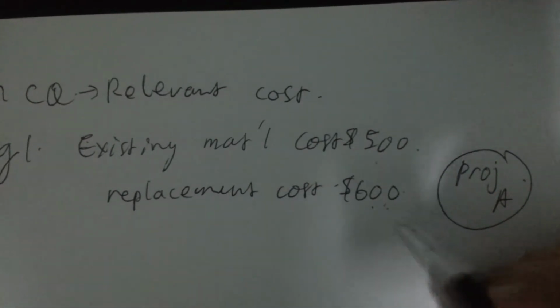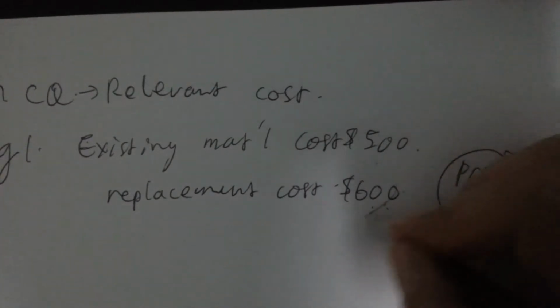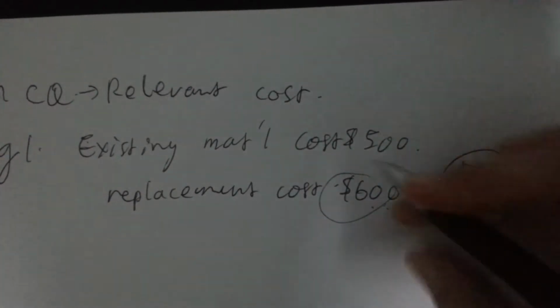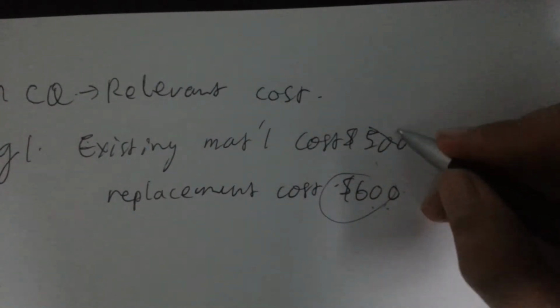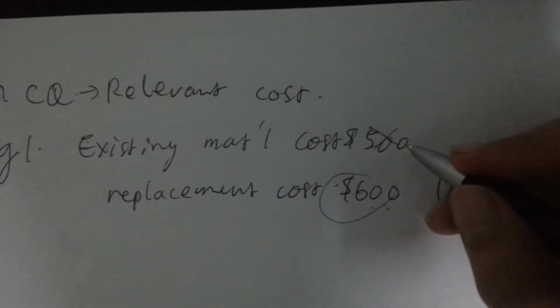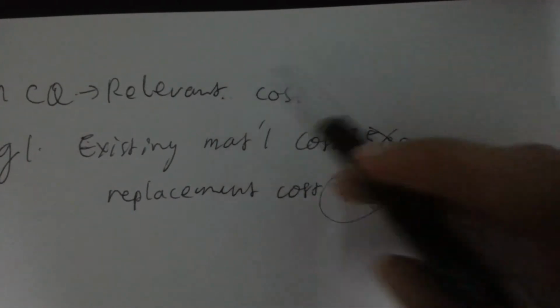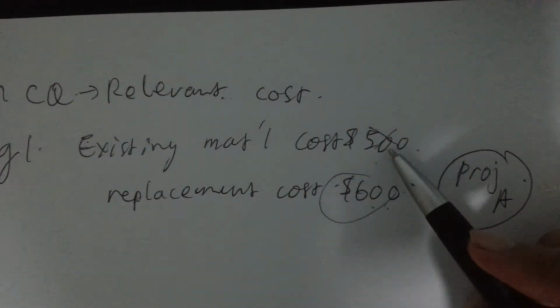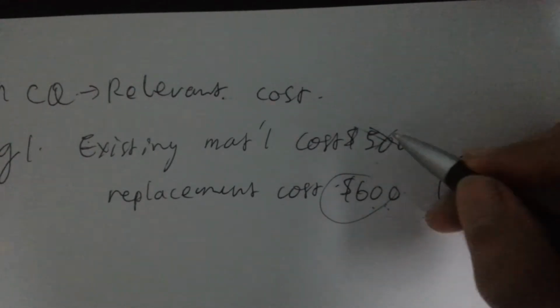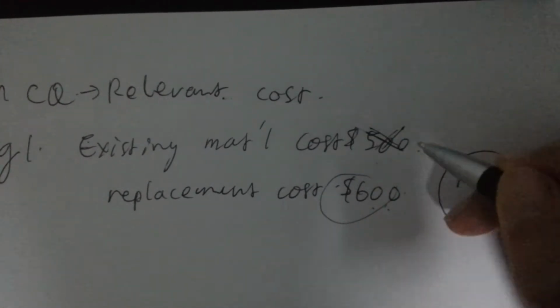Now, the answer is very simple. It's $600. Why? Because $500 has already been incurred. It is a past cost. Remember, relevant cost has to be something that happens in the future. And $500 was something that was spent in the past. So this $500 cannot be a relevant cost. Got it?